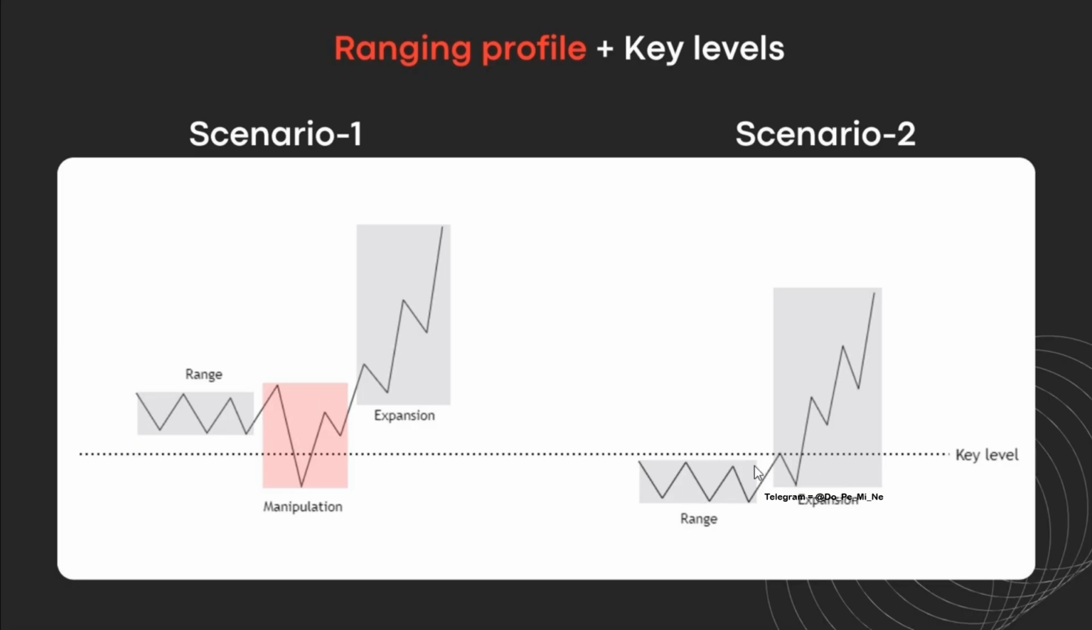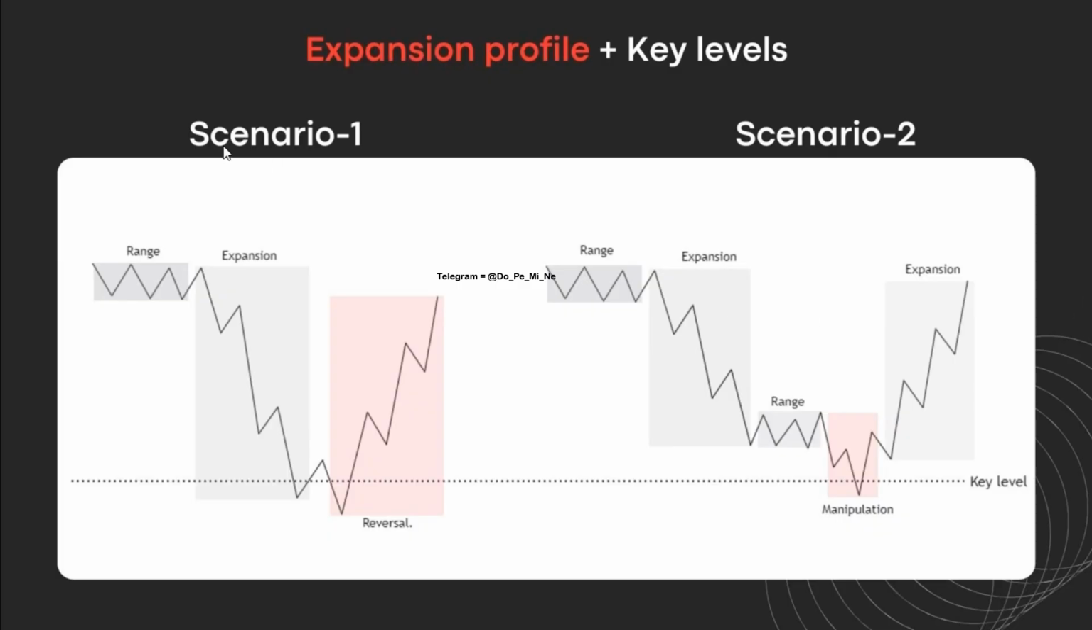But in this case, we already have tested a key level in the ranging profile, so there is no need for a manipulation to occur. Here we can straight away expect an expansion profile, right? So you're seeing that we are using proper sound logic here, and we aren't pattern trading it, right? You see that we are using if and then logic, right? So these were the combinations of ranging profiles and key levels. Now we're going to discuss another combination.